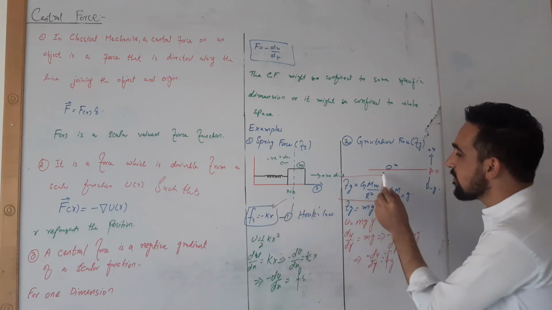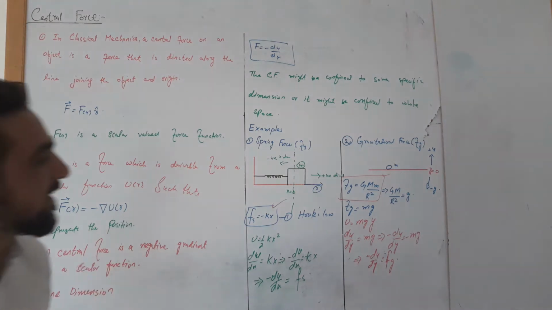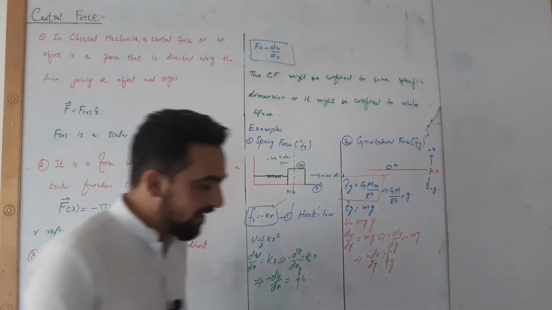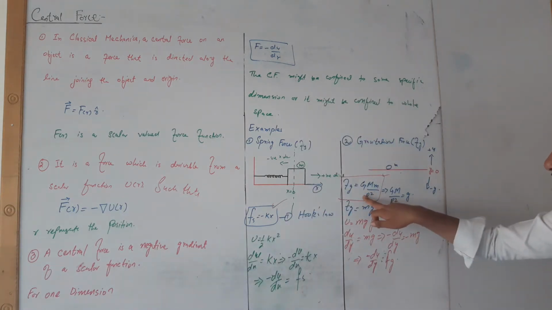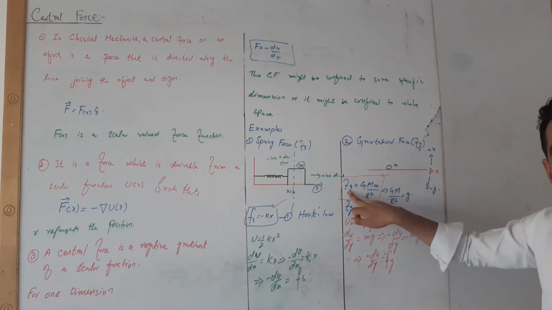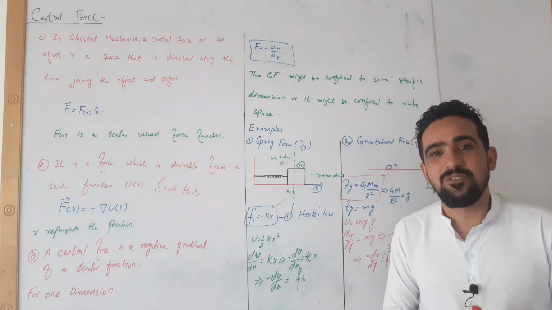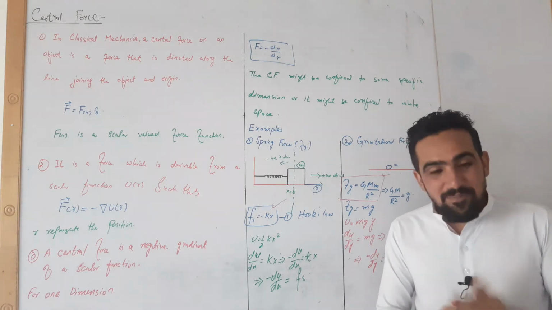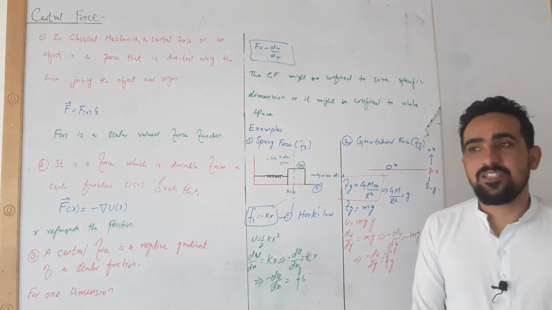Now, look at these two equations: Fs is equal to minus kx, and Fg is equal to G times mass of earth times mass of object divided by r square. This equation shows that if r is equal to infinity, then the gravitational force is equal to 0. Otherwise, the gravitational force does not become 0. That is why it is called a long range force. It means that gravitational force exists everywhere in the universe.